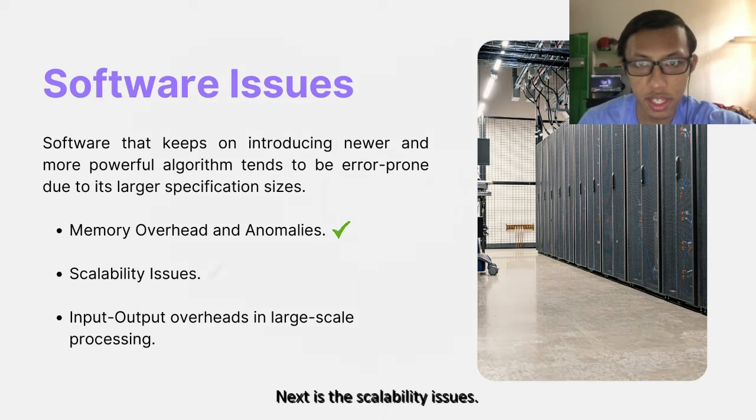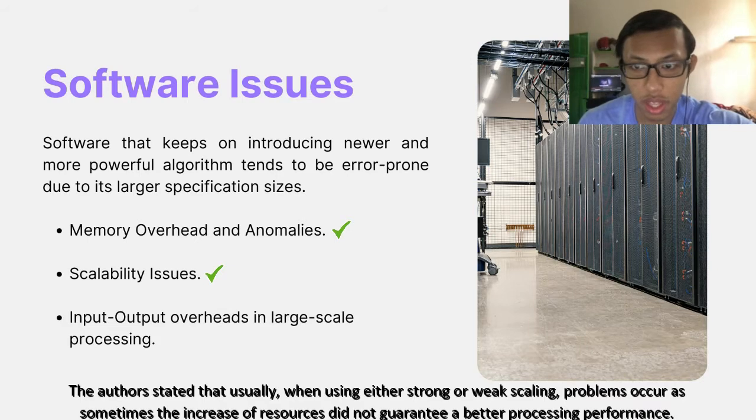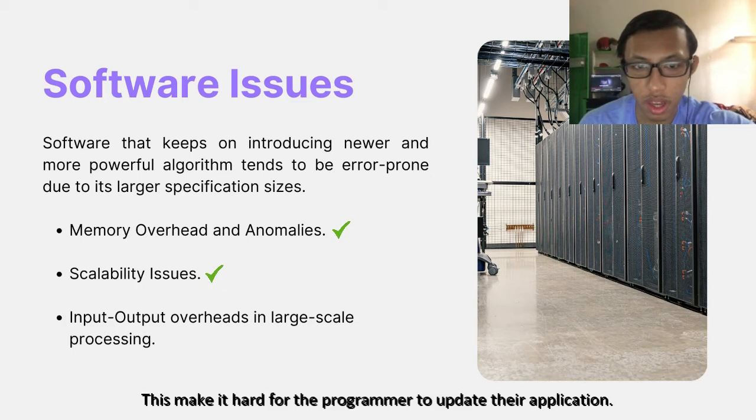Next is the scalability issue. In the survey of methodologies, approaches and challenges in parallel programming using high performance computing systems, the author stated that usually when using strong or weak scaling, problems occur as sometimes an increase of resources does not guarantee better processing performance. Also, when problem size increases, resources are not enough to accommodate the needed processing speed. This makes it hard for the programmer to update the applications.